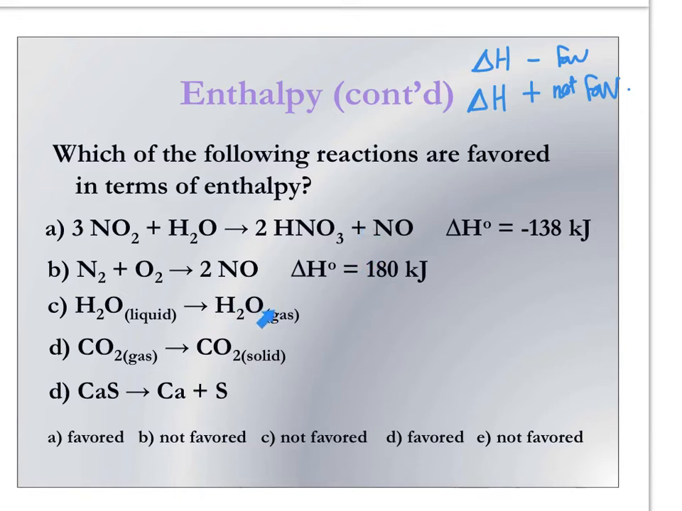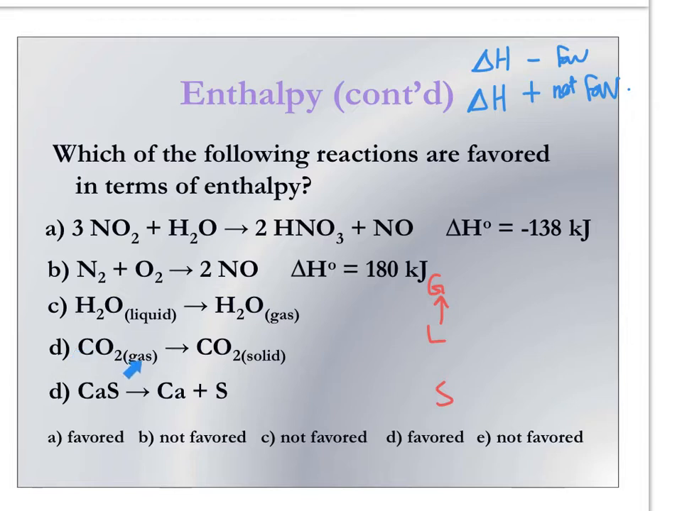H2O liquid going to H2O gas. They don't give us delta H there, but let's think about this. We have solids having the lowest amount of energy, then liquids, then gases. So we're taking a liquid and turning it into a gas. In order for a liquid to become a gas, the liquid has to absorb energy to become a gas, right? Absorb. So that would be endothermic. Remember, evaporation is an endothermic process, right? And so endothermic would not be favored. Endo, delta H positive, not favored.